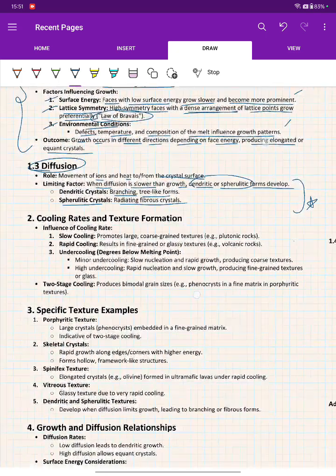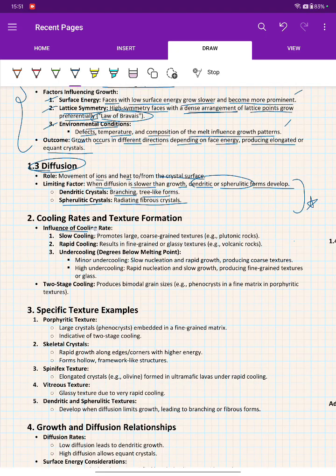And cooling rates and texture formation. Influence of the cooling rate: slow cooling promotes large, coarse-grained texture, for example plutonic rocks. Rapid cooling results in fine-grained or glassy texture, that is volcanic rocks. Now we have undercooling, the degree below melting point. Minor undercooling: slow nucleation and rapid growth, producing coarse texture. High undercooling: rapid nucleation and slow growth, and it produces a fine-grained texture or glass. Two-stage cooling produces bimodal grain size, that is phenocrysts in a fine matrix, a porphyritic texture.